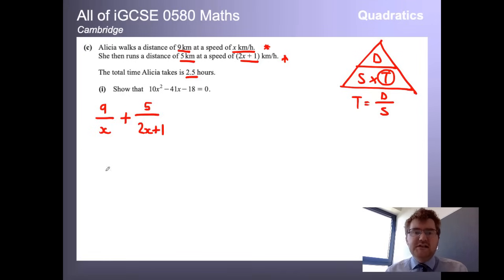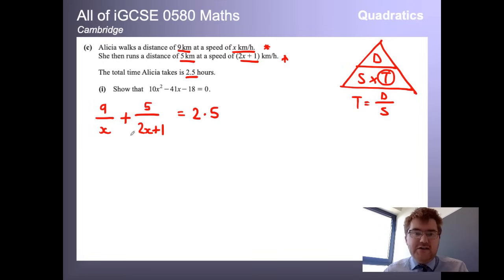And we're told that the sum of all the time taken is equal to 2.5. This is probably the hardest part of the question, taking the information given and then writing it in terms of an equation. From that, we're now going to use some of our algebra skills to make our quadratic.